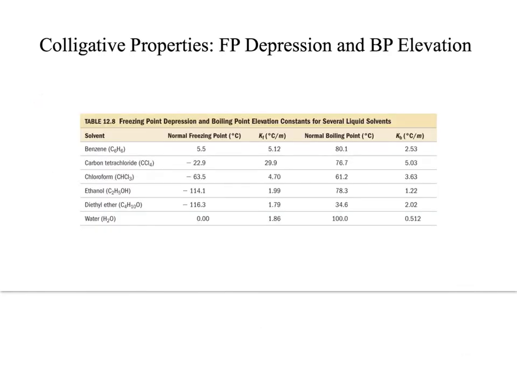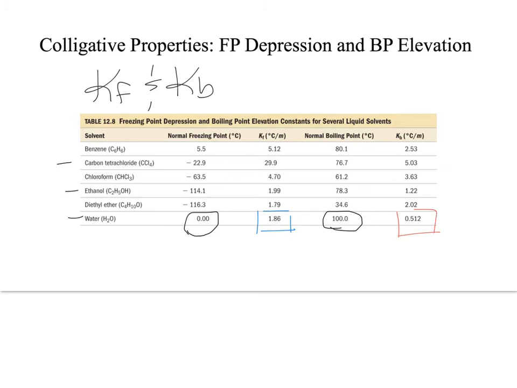Here are some constants. This is the KF and KB for some common solvents. You can see water here, ethanol, carbon tetrachloride, some solvents that we've talked about before. Looking at water as an example, the normal freezing point, remember that's at 1 atmosphere pressure, is 0 degrees, and the normal boiling point is 100 degrees Celsius. The two constants, KF is 1.86 and KB is 0.512.